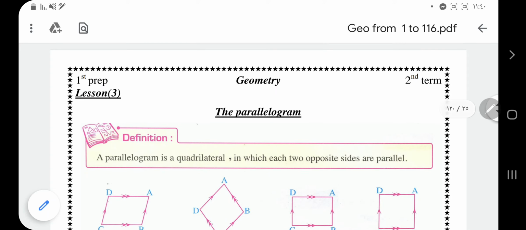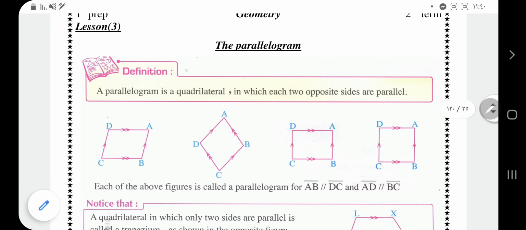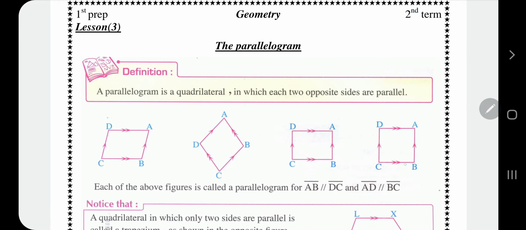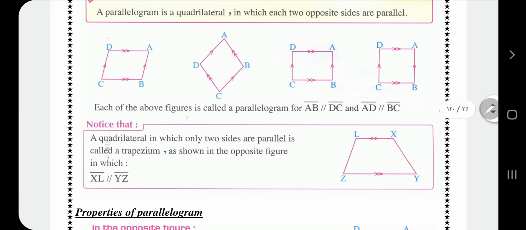Our lesson today is the parallelogram. A parallelogram is a quadrilateral in which each two opposite sides are parallel. What is the meaning of quadrilateral? Quadrilateral means it is a polygon that has four sides. For example, square, rectangle, rhombus, parallelogram. As you see, each two opposite sides are parallel.